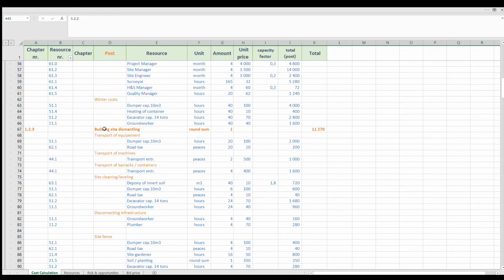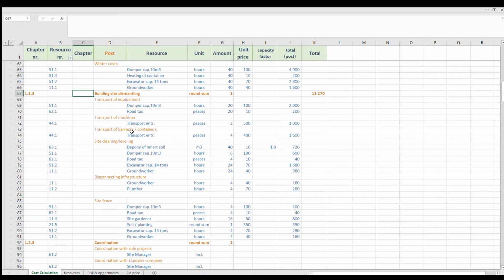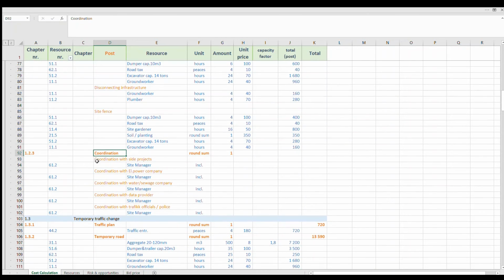So we come to building site dismantling. At the end of the project, it's actually the opposite way from what we have in process 121. So just think about all the works you have to do for dismantling with the same resources.